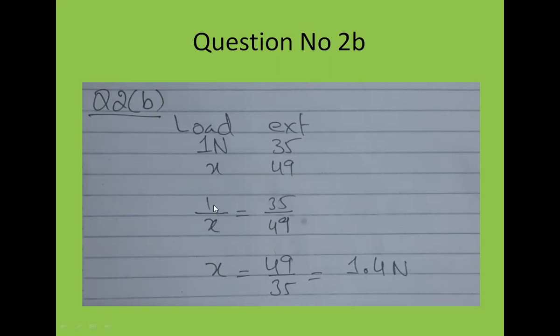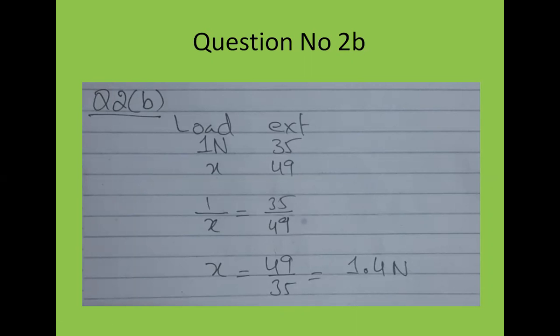I can write this in the ratio 1 by X is equal to 35 by 49. I can write it as a fraction. So cross multiply, X will be equal to 49 divided by 35, and that will be 1.4 Newton. So if you put a load of 1.4 Newton, there will be an extension of 49 millimeters.